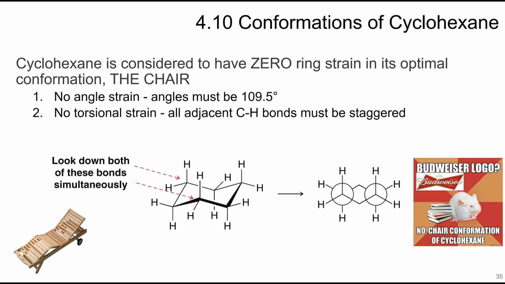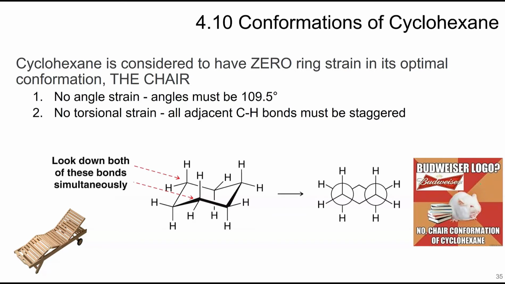The next one that we're going to look at and spend quite a bit of time on is cyclohexane. Cyclohexane is considered to have zero ring strain in its optimal conformation, which is the chair. There's no angle strain, so the angles are going to be 109.5, and there's no torsional strain. All adjacent CH bonds must be staggered. This is the chair conformation adopted by cyclohexane, and you can see that it looks a bit like one of these chaise lounge chairs, or like the Budweiser logo.